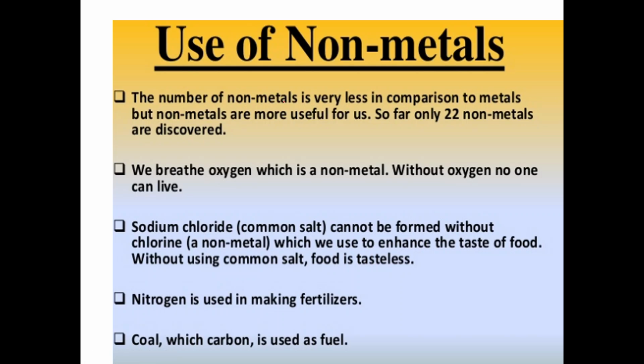Uses of non-metals. Use of non-metals is less in comparison to metals. 22 non-metals are discovered. We breathe oxygen. It is also useful. Without oxygen, no one can live. Sodium chloride is formed, it is obtained from seawater, which contains chlorine. Nitrogen is used for making fertilizers. Coal is carbon, diamond is carbon, graphite is carbon. So all these are useful for us.